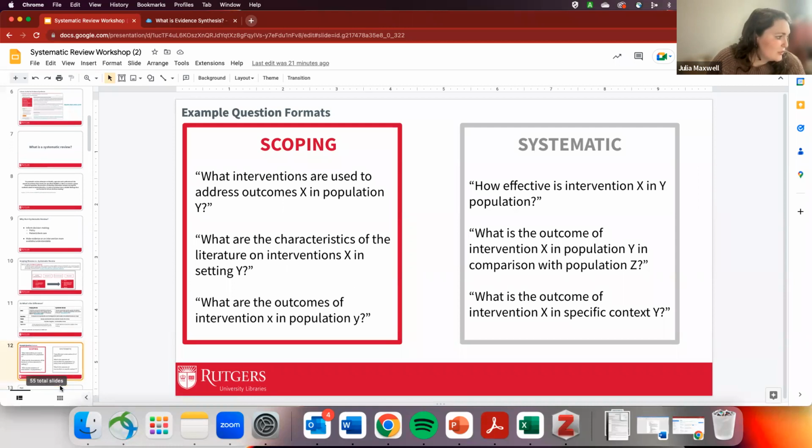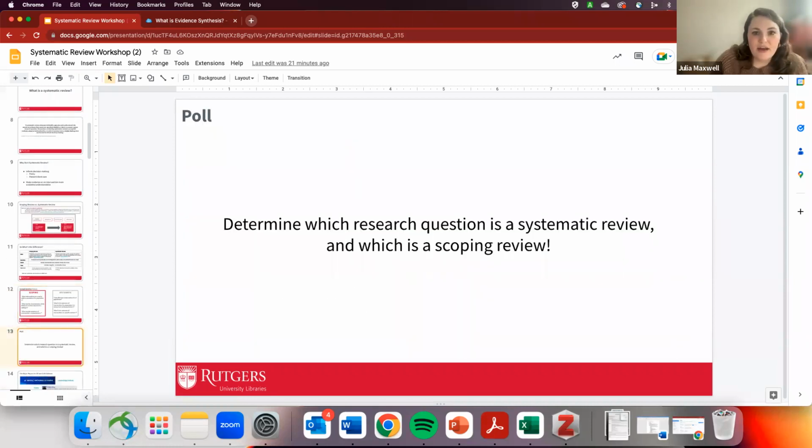So with that, I want to do a little poll. I have created a poll that's got 2 research questions. And I want you to decide which one is a systematic review and which one is a scoping review. Go ahead and launch that. Can everybody see the poll? Okay. Give us a minute or so.